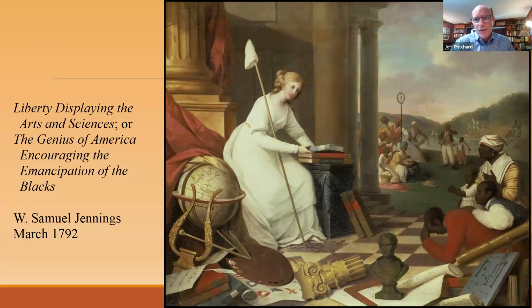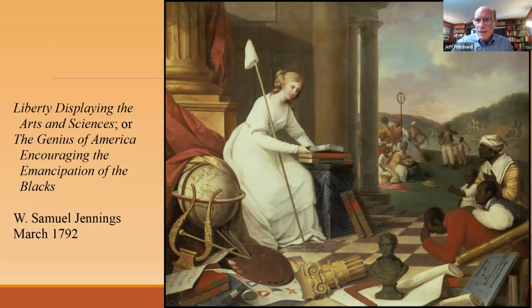Now, this is on a 5-foot by 6-foot canvas. Jennings painted it in 1791, and it was delivered to the library in 1792. It actually has two titles, or names. One is Liberty Displaying the Arts and Sciences. And the second is The Genius of America, Encouraging the Emancipation of the Blacks.